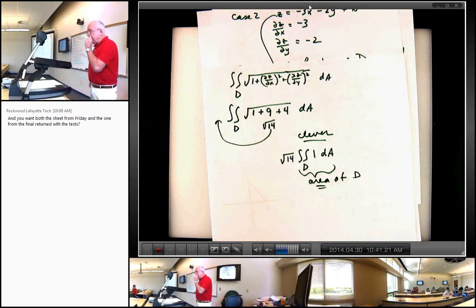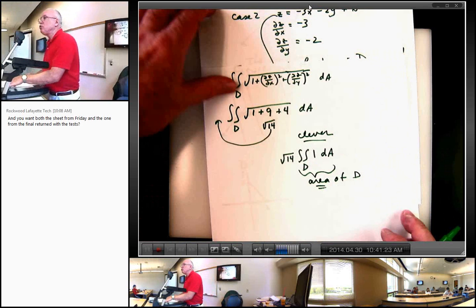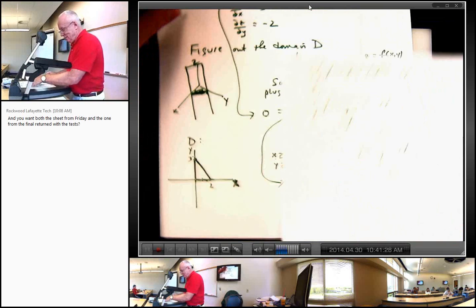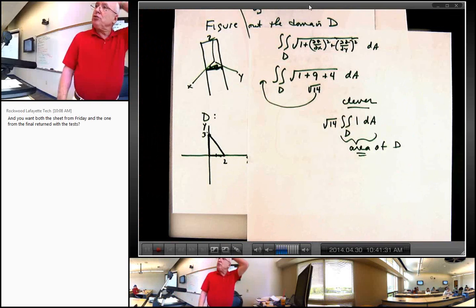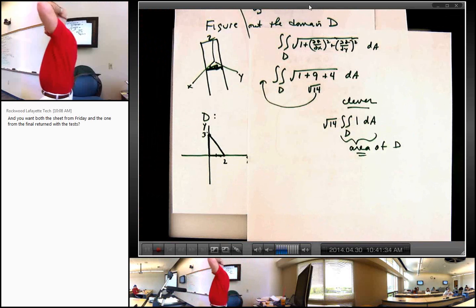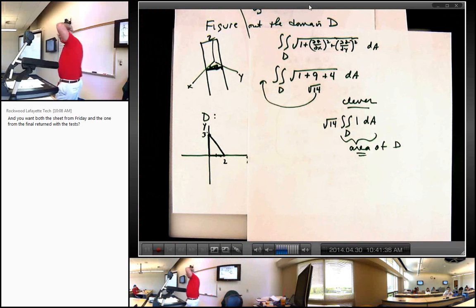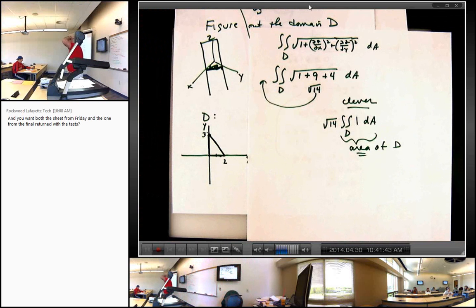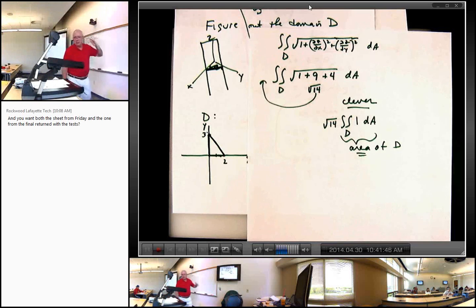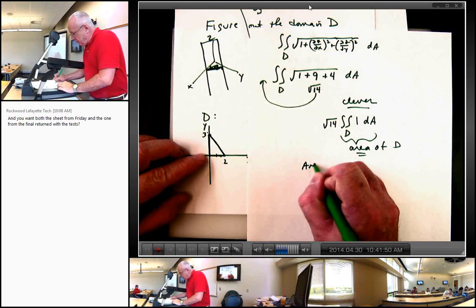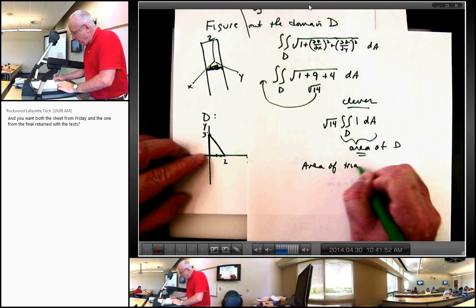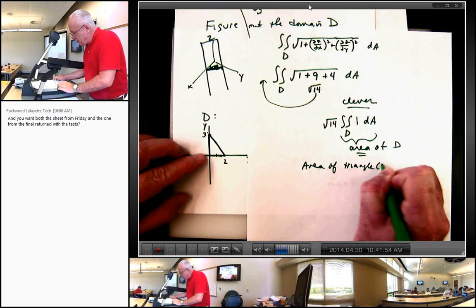And in this case, our D is a nice triangle. So the area of a triangle from primary middle school is what? 1/2 base times height. 1/2 times base times height, right? So therefore the area of the triangle, and that's our D, is 1/2.